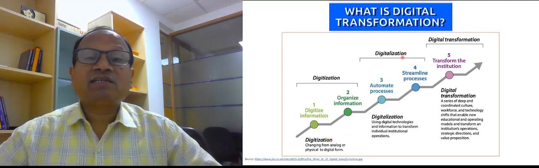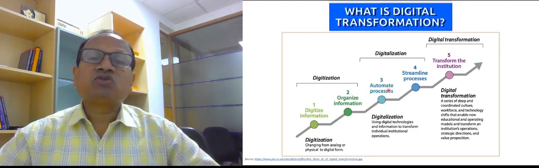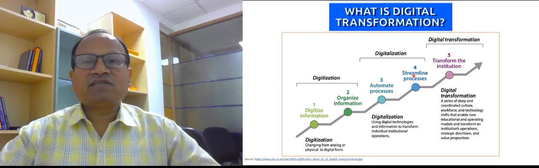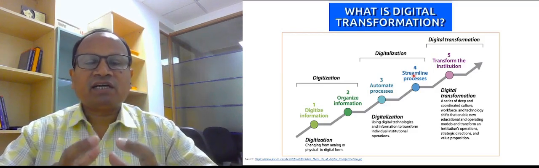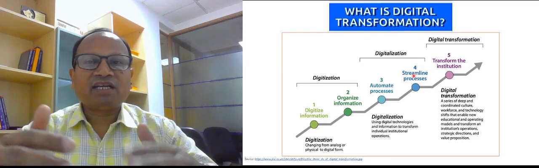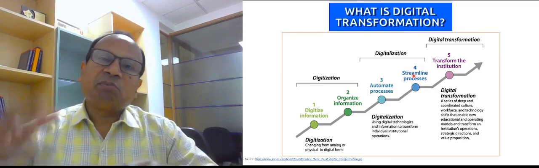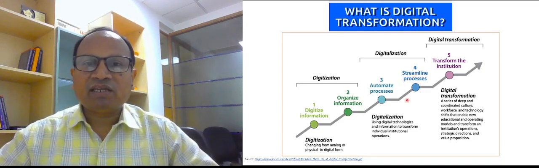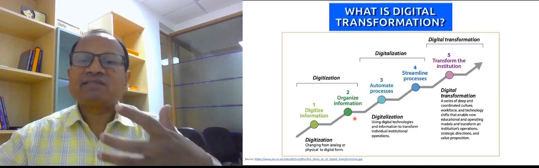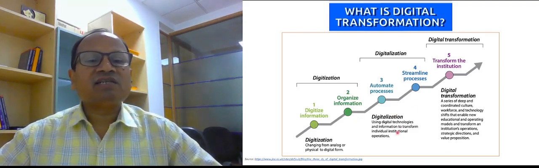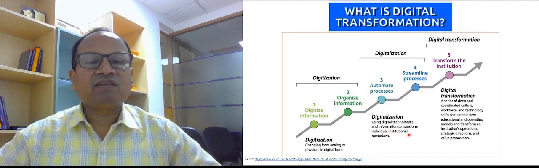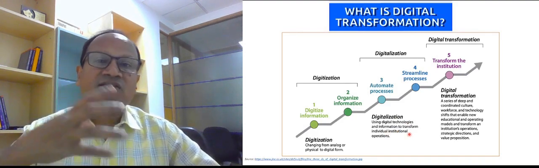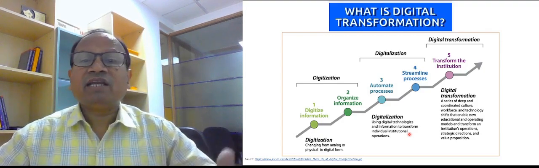The next task is digitalization. This includes two more processes: automating the processes and streamlining the processes. Why are we using information and data? Ultimately, we send the data or information to a system, and there it will be processed. So what are those processes? Can we digitize those processes and streamline them, like we digitize the data and organize the data? In a similar manner, digitalization uses digital technologies and information to transform individual institutional operations or industrial operations.